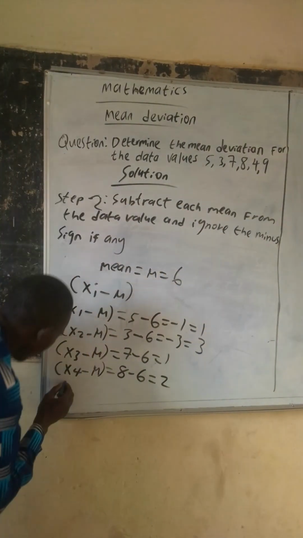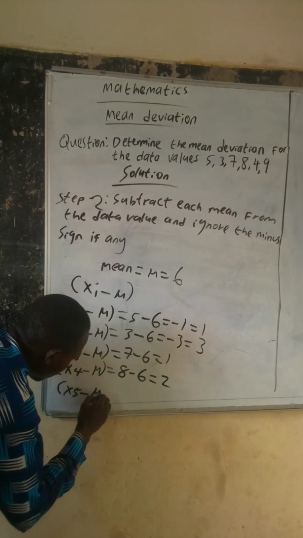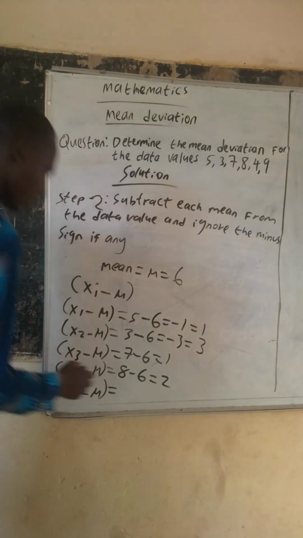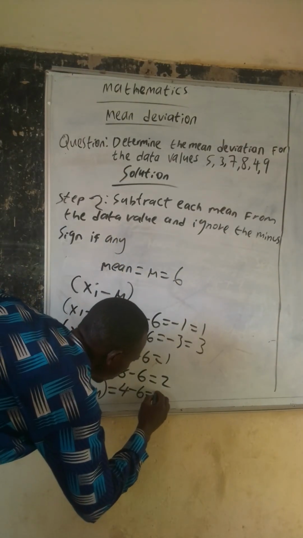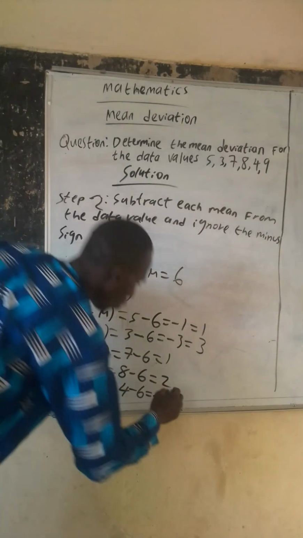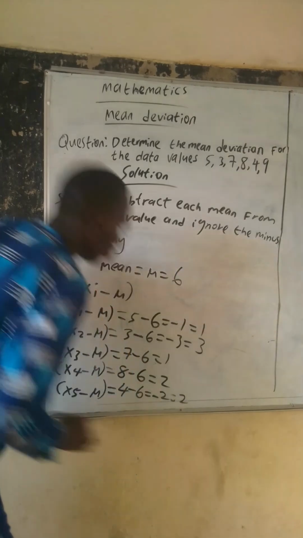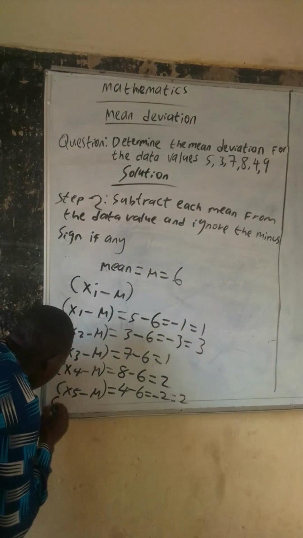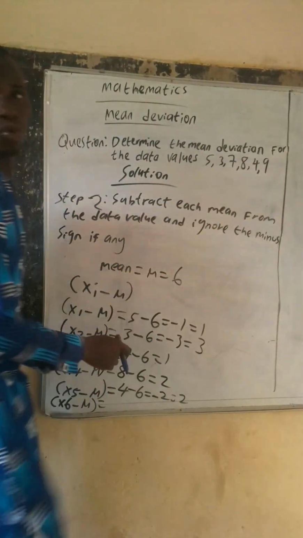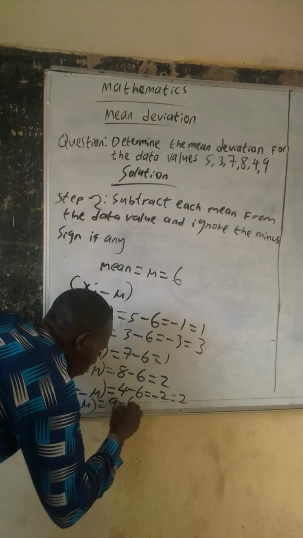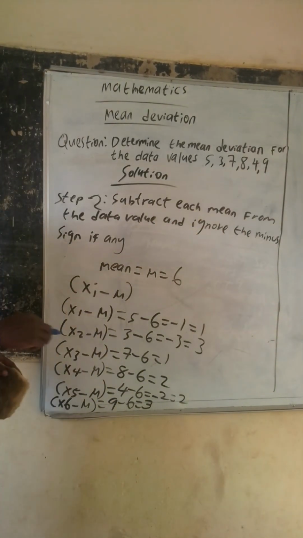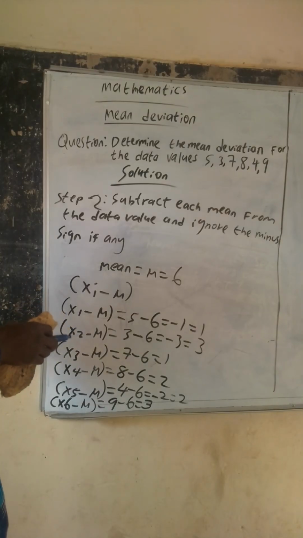What next do we have? x5 minus our mean: 4 minus 6 is minus 2. When we ignore the minus sign, we have 2. Next, x6 minus our mean, where x6 is 9: 9 minus 6 is 3. Are you getting me? So we have done step number 2.